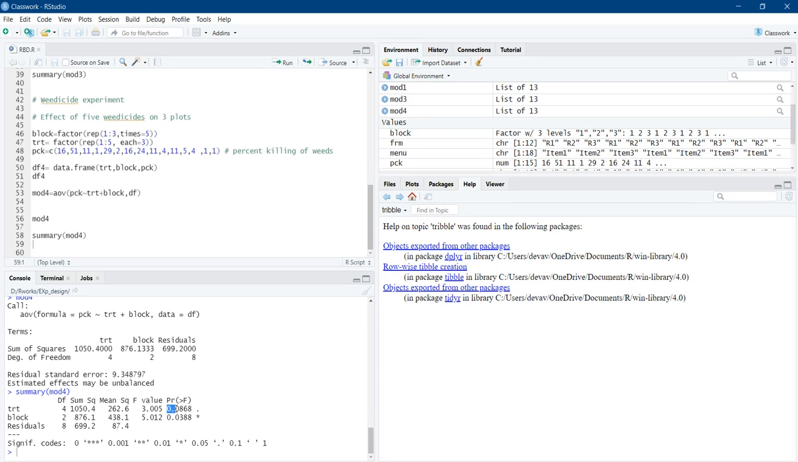P-value for treatment, that is weedicide, 0.08, and p-value for block, that is 0.038. Here we can see that this weedicides doesn't have significant difference on the percent killing, but blocks have significant difference on the percent killing.